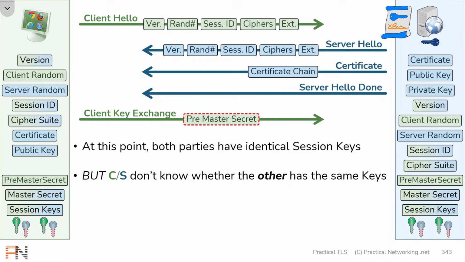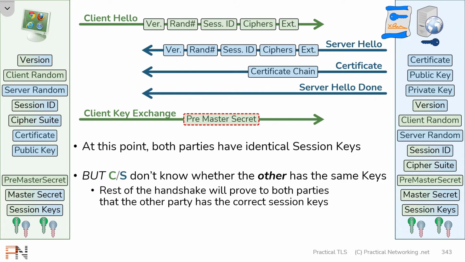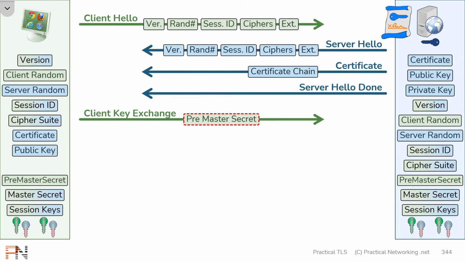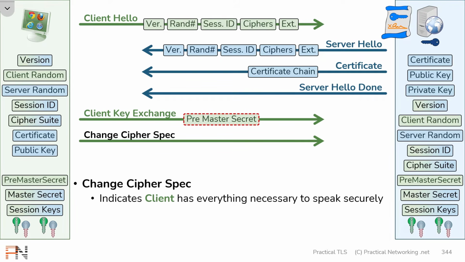The purpose of the rest of the records in the handshake is to validate that each party has the right set of keys. And that's going to start with the client sending the change cipher spec record. This record is an indication that the client has everything it needs to speak securely, meaning it was able to calculate the session keys. You can read this record as the client saying it is ready to change to the cipher that they have specified in the client and server hello.